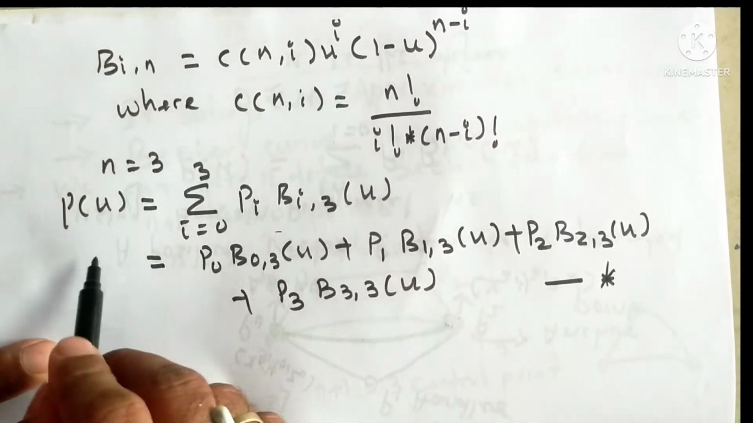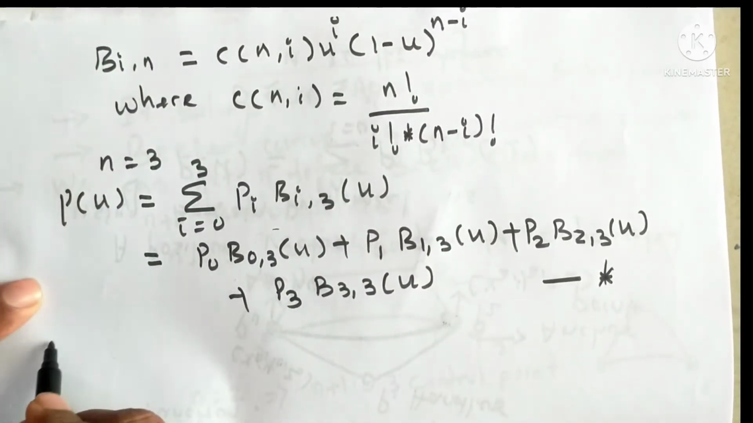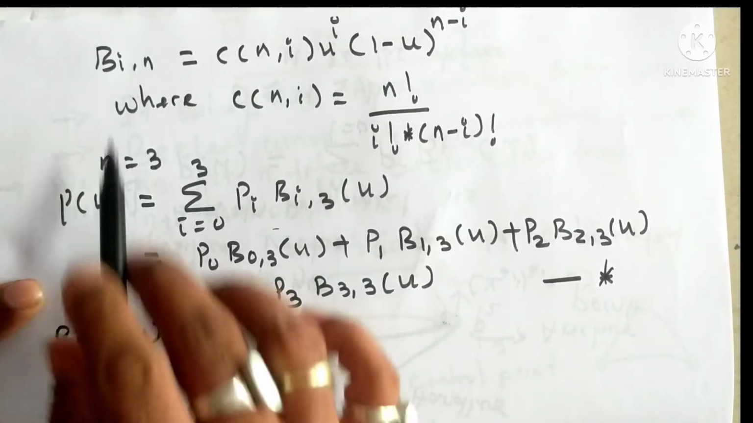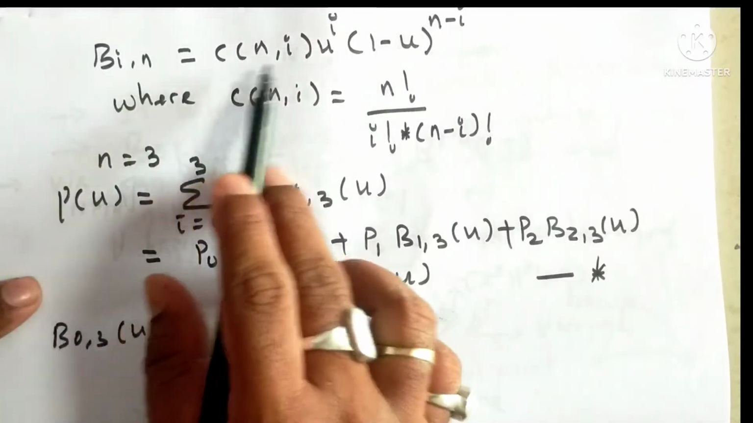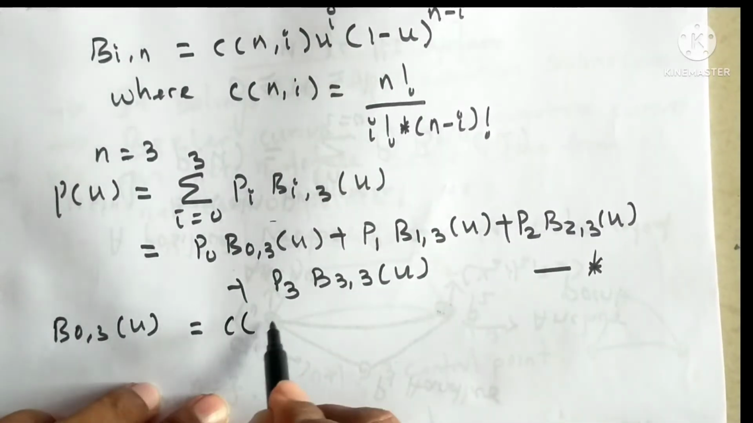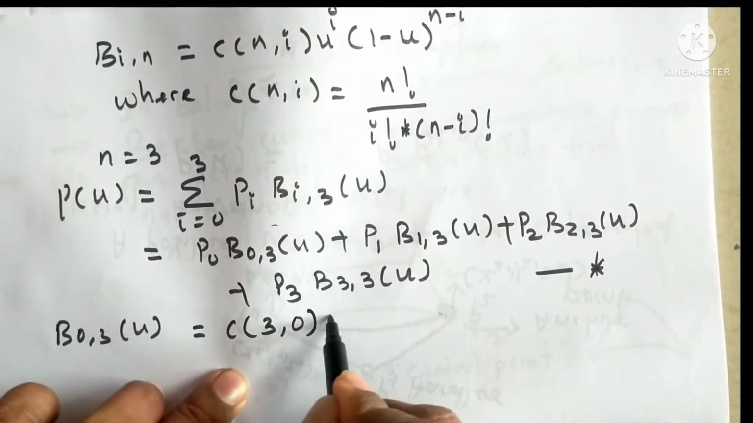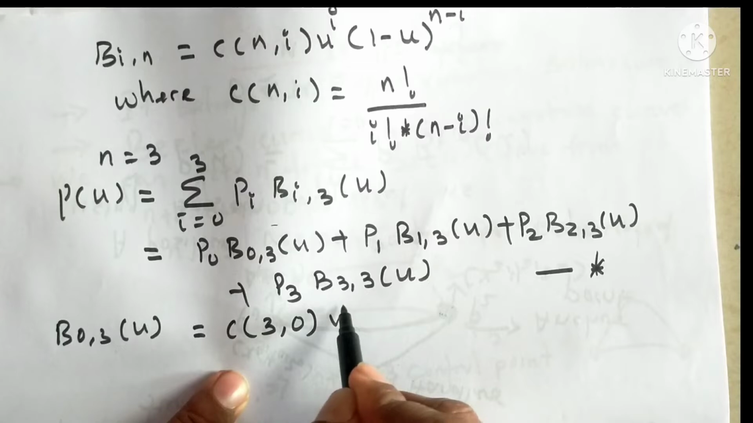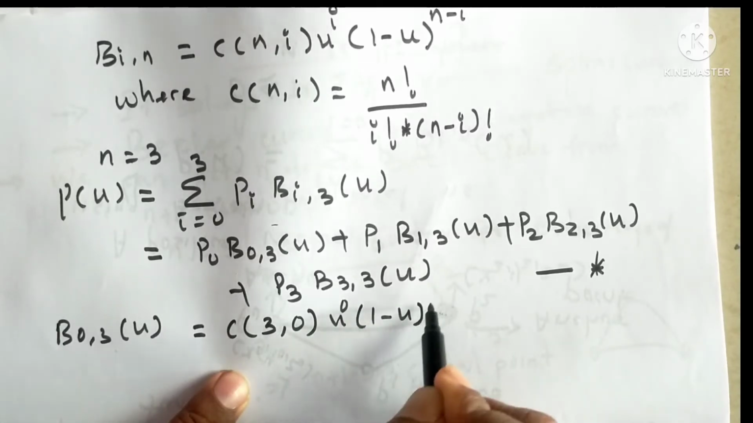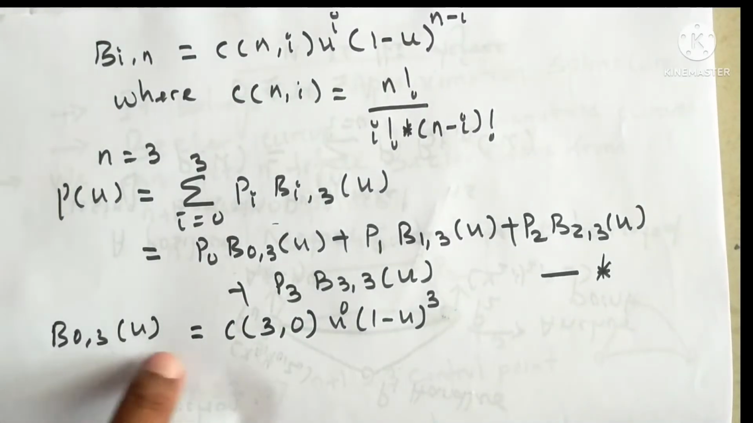So I can write here B03 of u. What is a Bernstein basis? That is C of n i, so I can write that C of n is here 3 comma 0, u to the power i is 0, 1 minus u to the power 3 minus 0, which is 3. That is the B03 of u value.